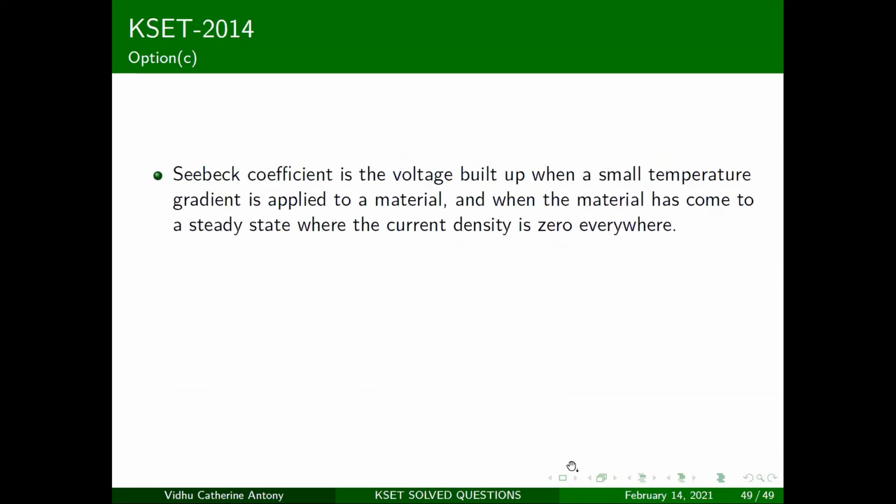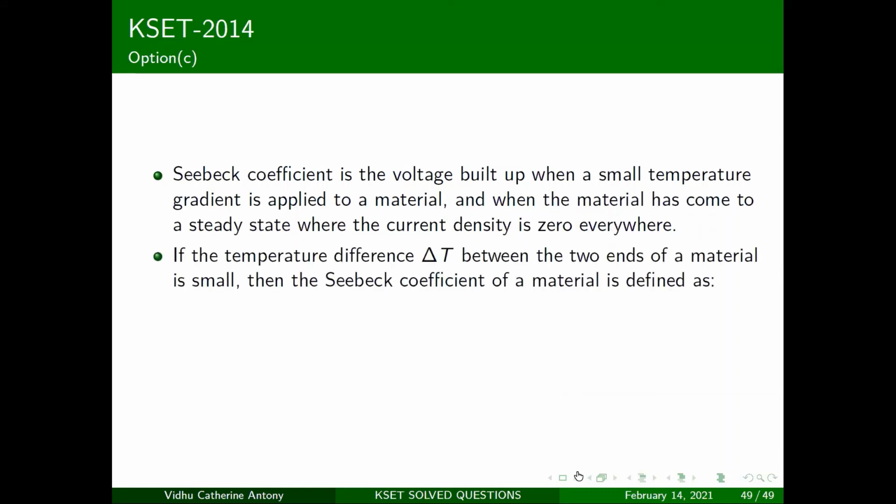The Seebeck coefficient is the voltage buildup when a small temperature gradient is applied to a material, and when the material has come to a steady state where the current density is 0 everywhere. If your temperature difference, delta T, between the two ends of the material is small, then this is how you can define your Seebeck coefficient. S is equal to minus delta V divided by delta T. So basically this would be volt per Kelvin. That's what you would have here.